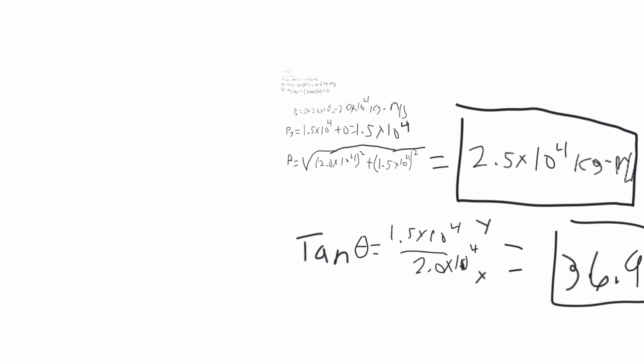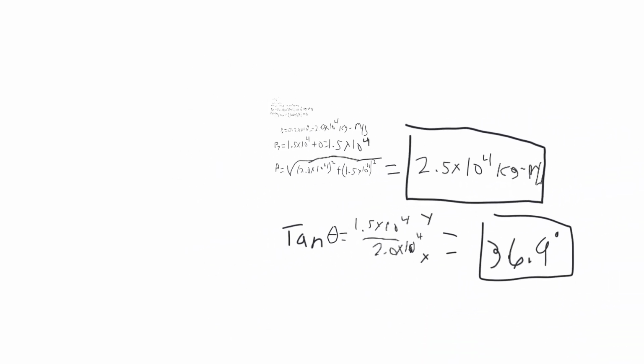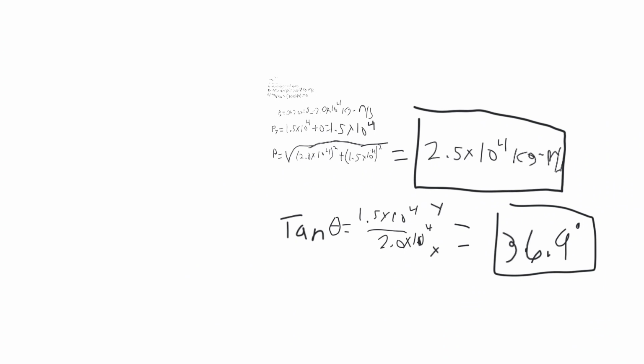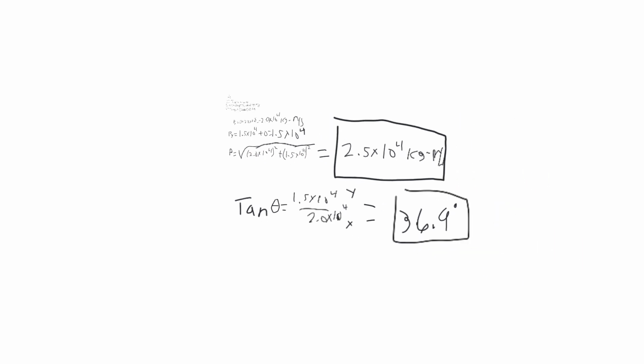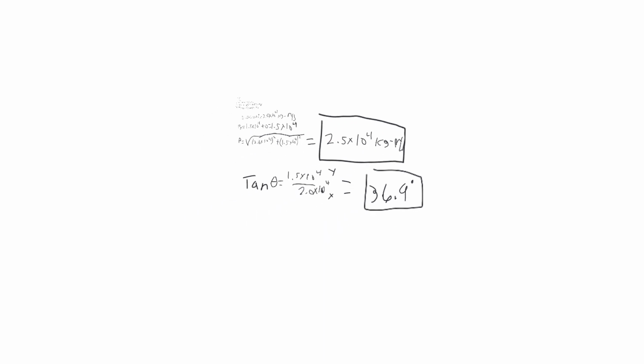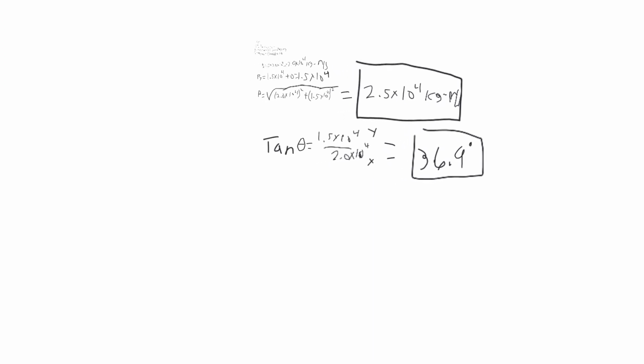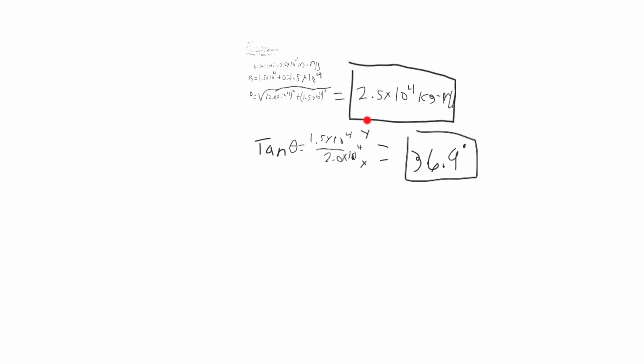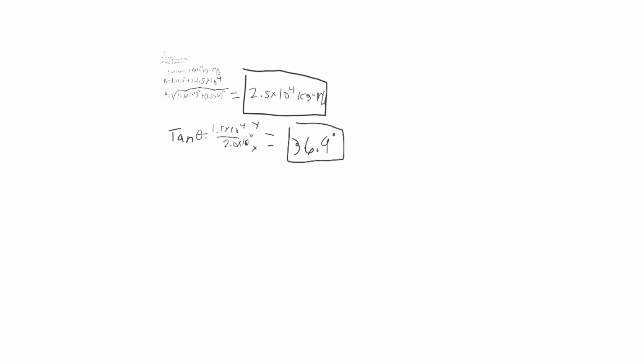Now to find the momentum, we have to use the Pythagorean theorem. We do that using the X and Y components that we got here, and we get 2.5 times 10 to the power of 4 kilogram meters per second. That's going to be the magnitude. And to find the direction, which is the angle, we divide the Y component over the X component, which we got from up here, 1.5 times 10 to the power of 4 over 2 times 10 to the power of 4, and that's going to give us 36.9 degrees.